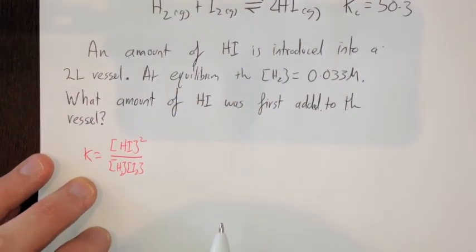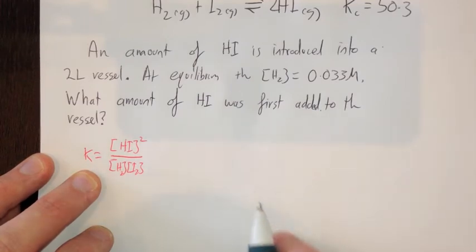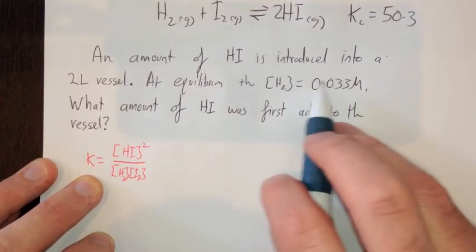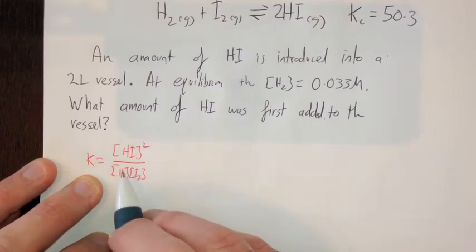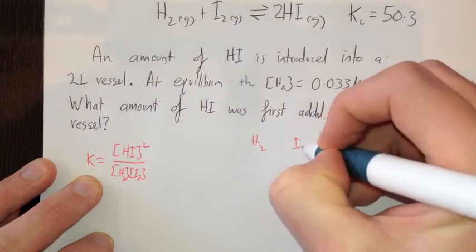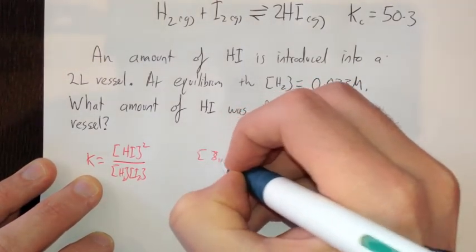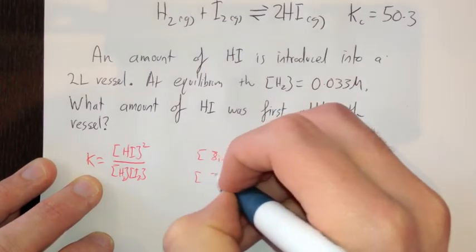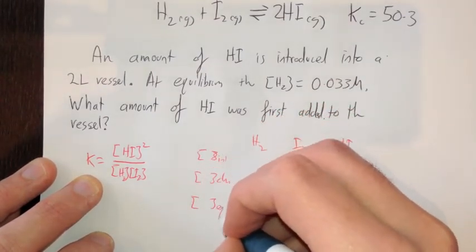Now I'm also going to do my little table, because that might be helpful as well, since I've only got one concentration here. I need the table to work out some of the other values. So if I go H2, I2, HI, then I have concentration initial, concentration change, and concentration equilibrium.